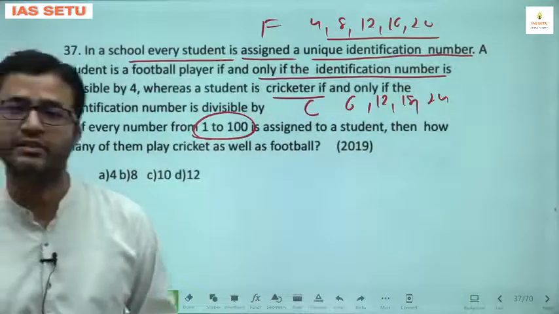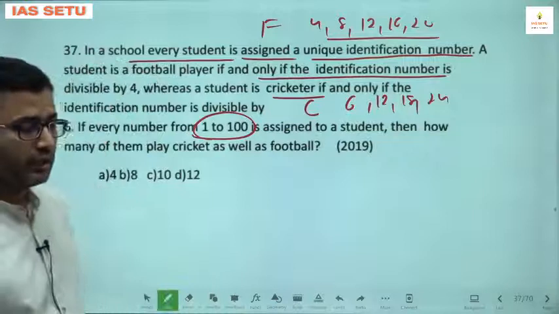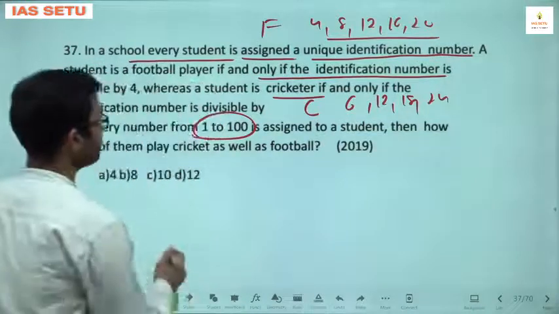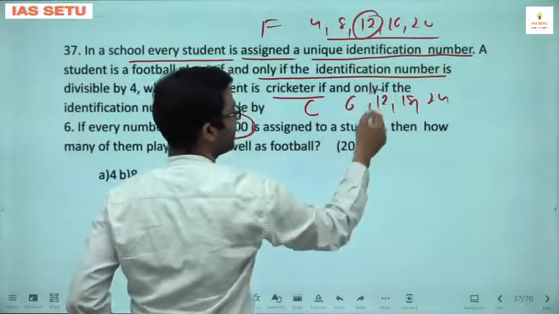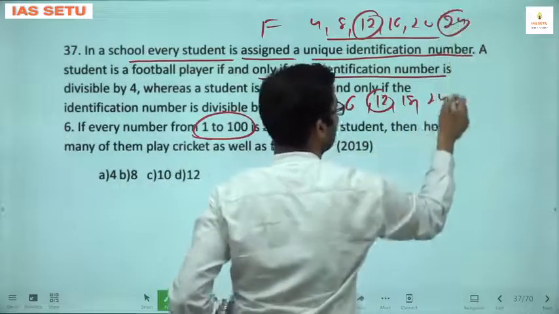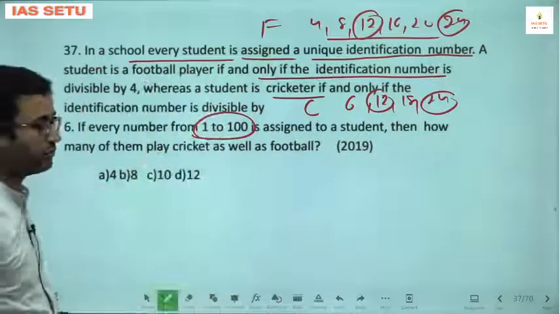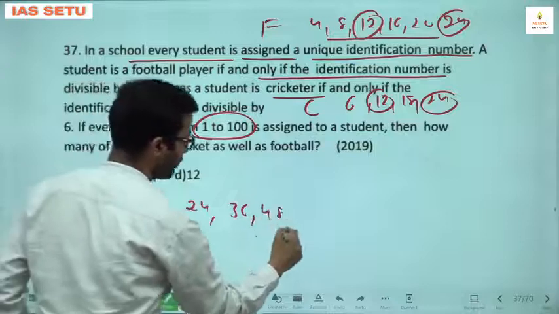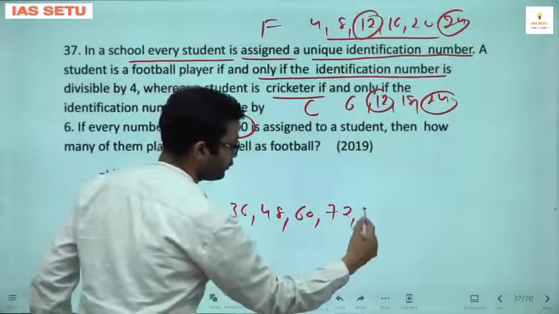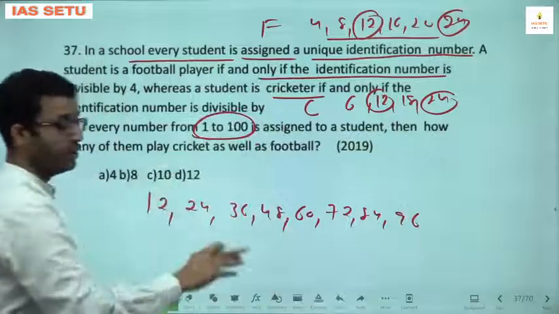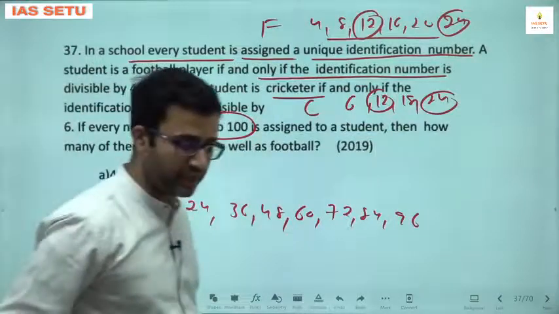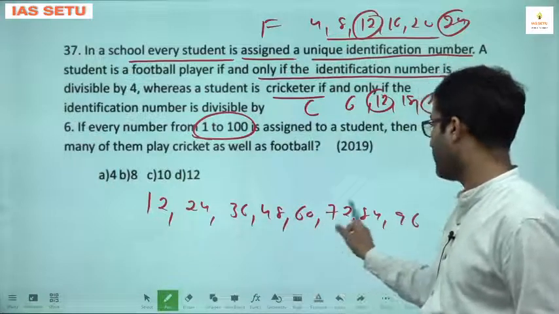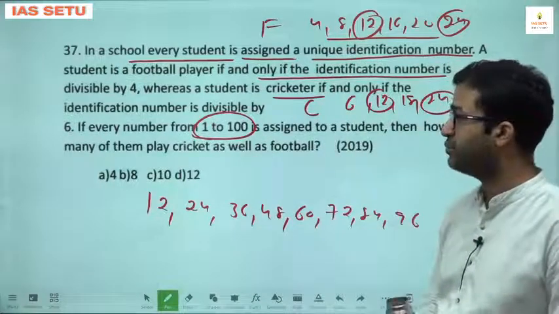Means divisible by 4 as well as 6. Means LCM. Divisible by 4 and 6 means divisible by 12. LCM of 4 and 6 is 12. You can check, this 12 is here, 12 is here, 24 is here, 24 is here. Means 12 and multiples of 12. So 12, 24, 36, 48, 60, 72, 84, 96. These are the players who play cricket as well as football. 1, 2, 3, 4, 5, 6, 7, 8. Answer is 8, B.